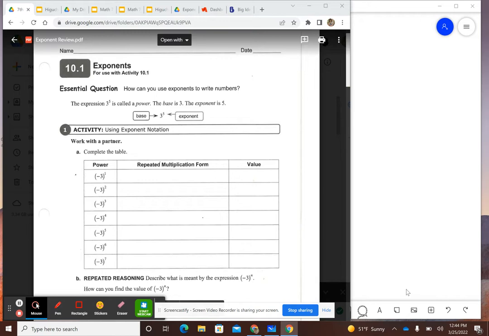And today's learning target is to be able to simplify and evaluate expressions with exponents. So, hopefully, everything that we're doing today is a review.